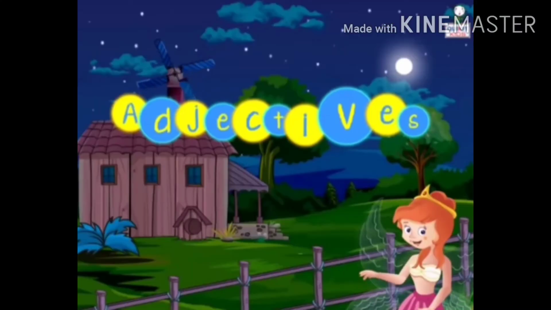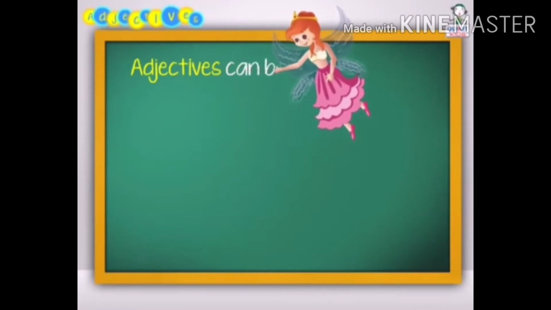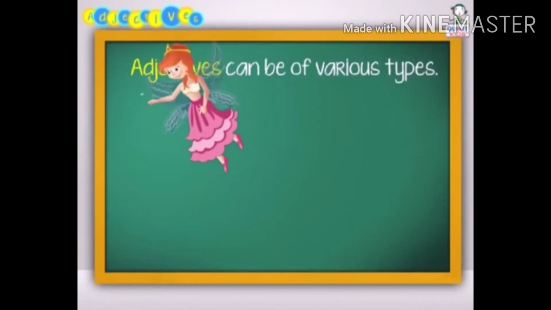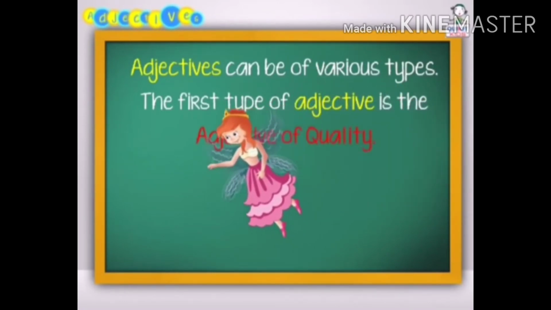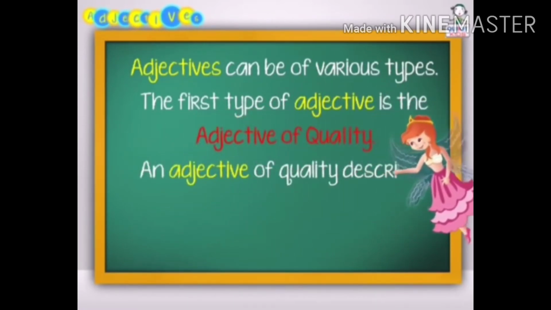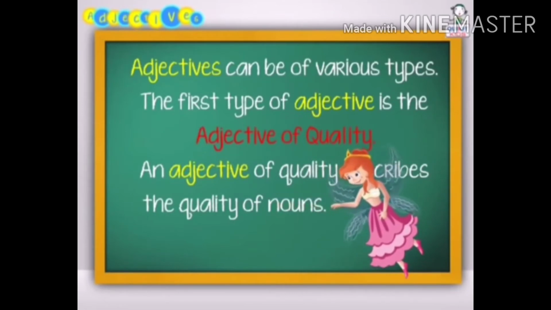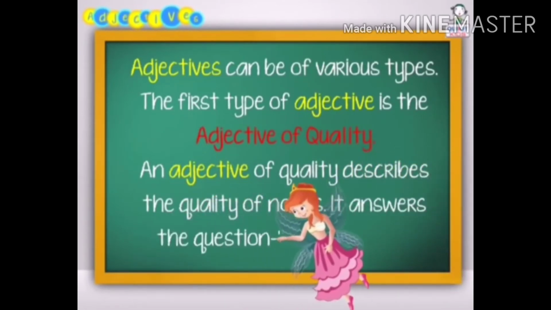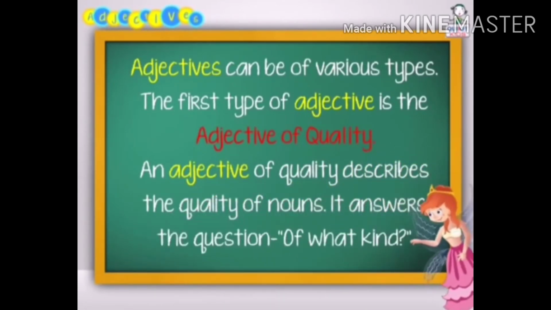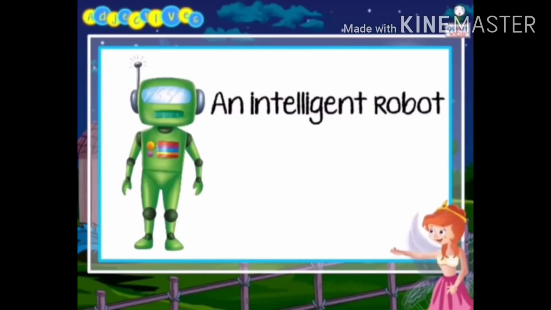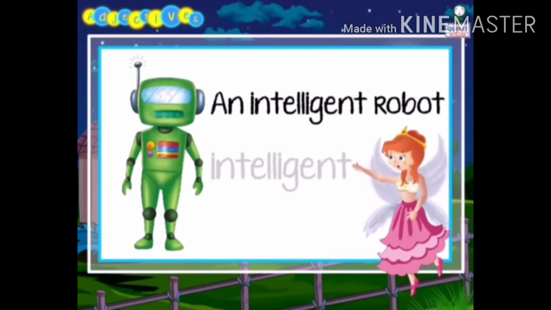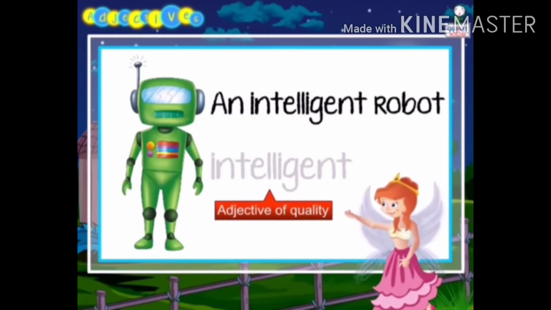Welcome, friends. Adjectives can be of various types. The first type of adjectives is the adjective of quality. An adjective of quality describes the quality of nouns. It answers the question of what kind. An intelligent robot. Intelligent is adjective of quality.